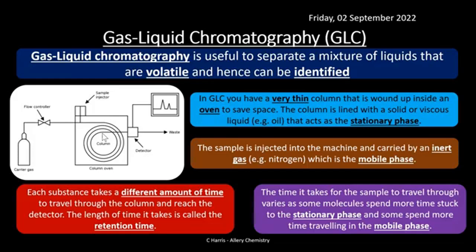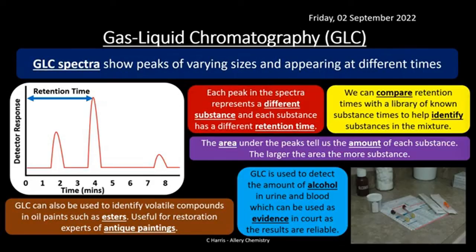So GLC can be used to identify volatile compounds in oil paints, such as esters, and so can be used for a less sinister use. In this example, we can talk about painting and historians. We can identify the type of pigments with GLC.